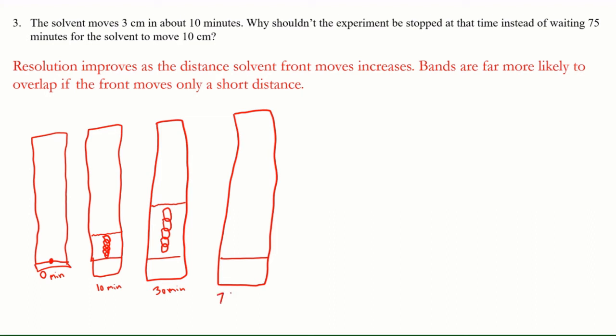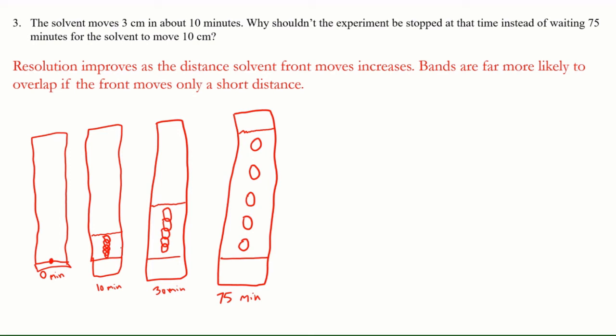So if we wait till 75 minutes, then we reach the edge of the chromatography, and we will start to see a much better resolution. Of course, I'm drawing just a picture of what we might see, but the spots will start to separate and give a much better resolution, meaning that they separate from each other much better.